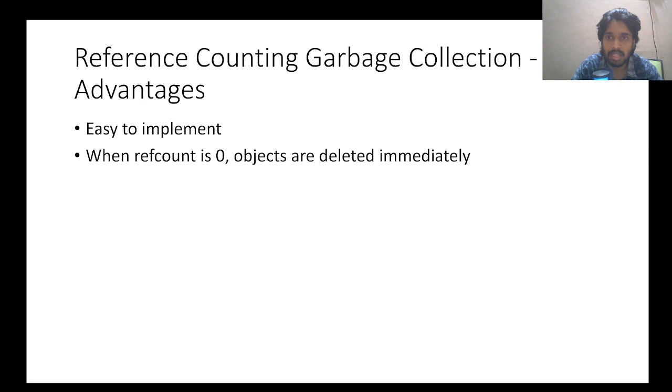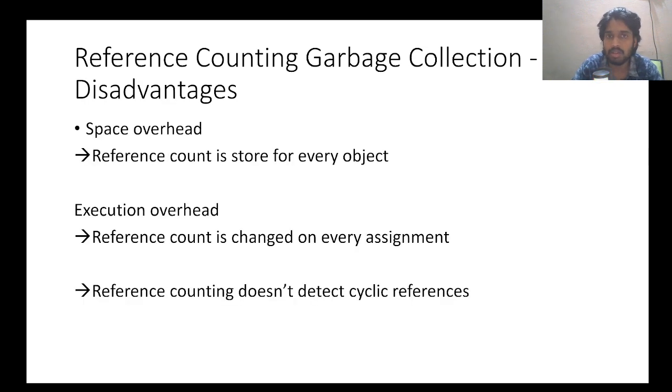So this is called the cascading effect here. The advantages of this reference counting garbage collection is that it is easy to implement. When the reference count is 0, objects are deleted immediately. We have some disadvantages too.